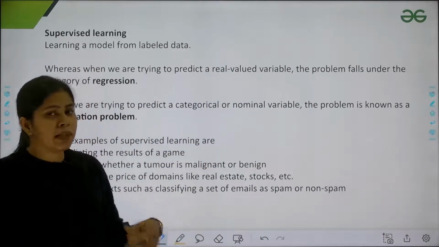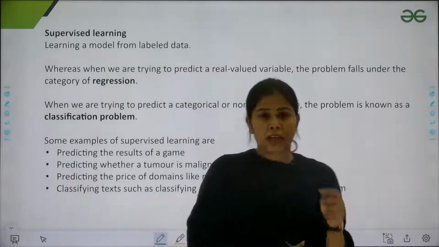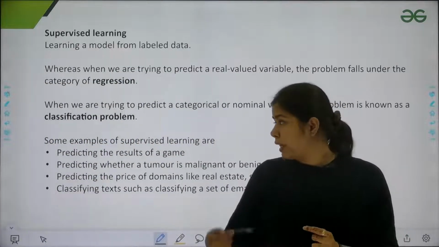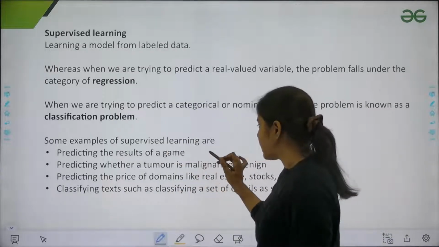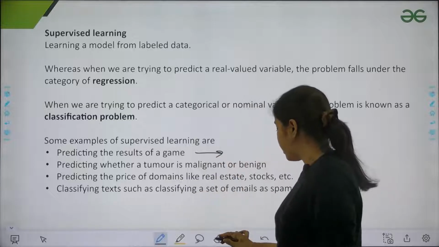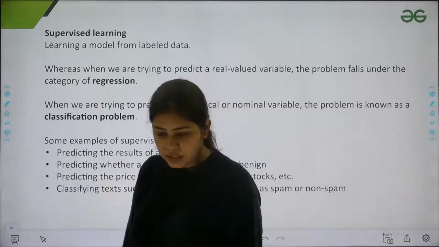Now we have some examples. Let's decide which one is classification and which one is regression, so that I'll know you get what regression and classification are. This example says predicting the result of a game. So if I am predicting the result of a game, it can be either win.